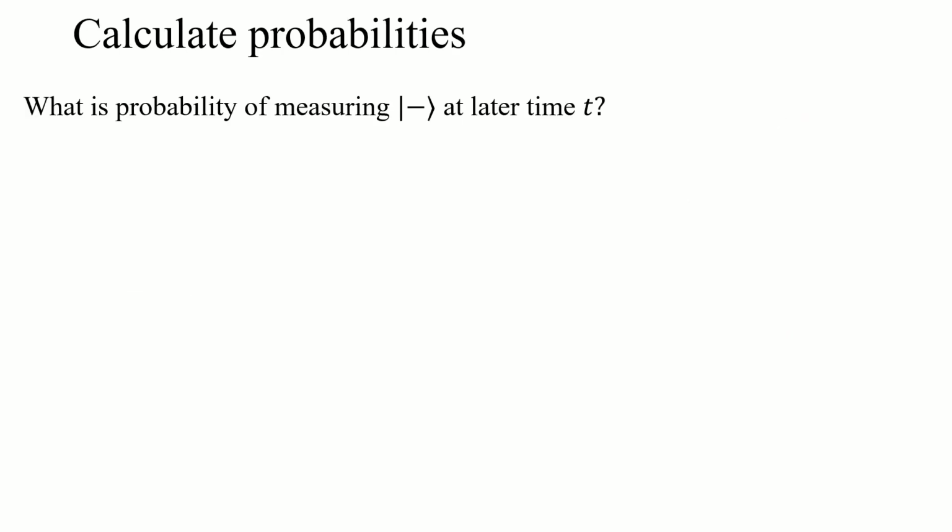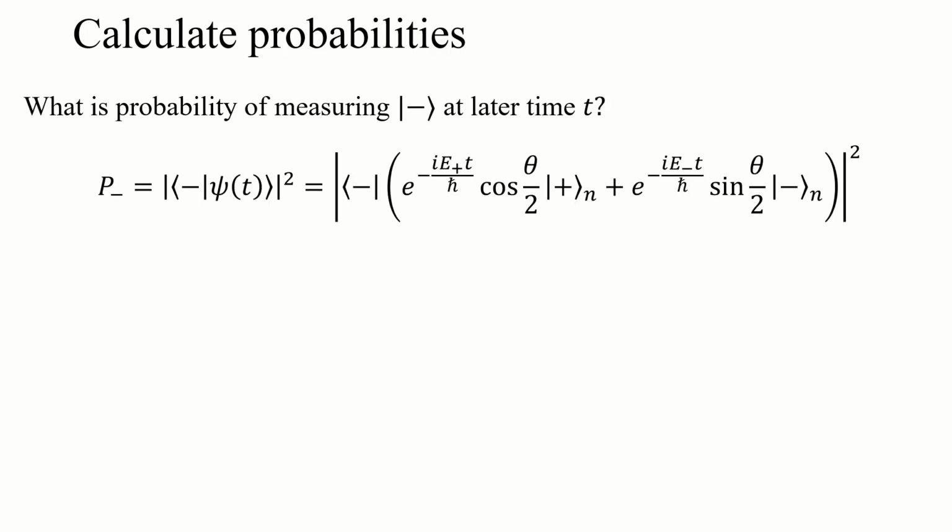So the last thing to do is then calculate the probabilities later on that we're interested in. So let's look at the probability of measuring spin down in the z direction at some later time t, keeping in mind that we started in the spin up in the z direction. Well, we're going to use postulate 4 to look at that probability. It's just that inner product squared.